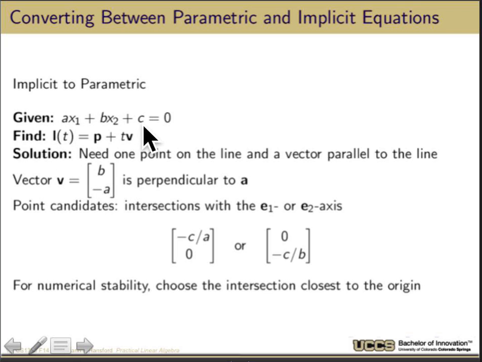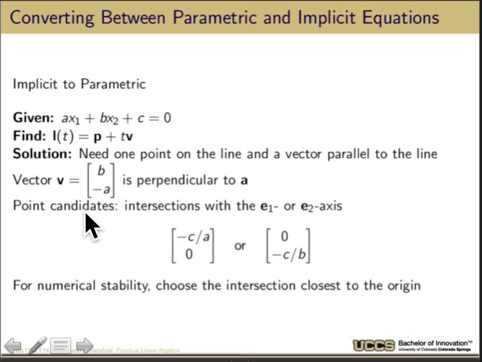If this is an implicit equation, then the vector b divided by minus a is perpendicular to the a that went into this equation. Now you just draw this out in vectors and you'll see where it comes from. Remember, the a and the b and the c here came from taking the dot product of a times x minus p, so a and b are the coefficients that came out of that. So the vector a is actually a over b, and flipping the two elements and negating gives us the perpendicular again.